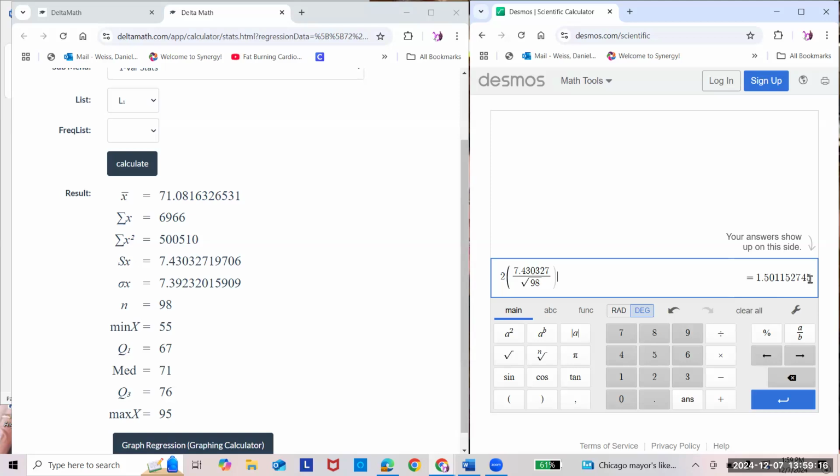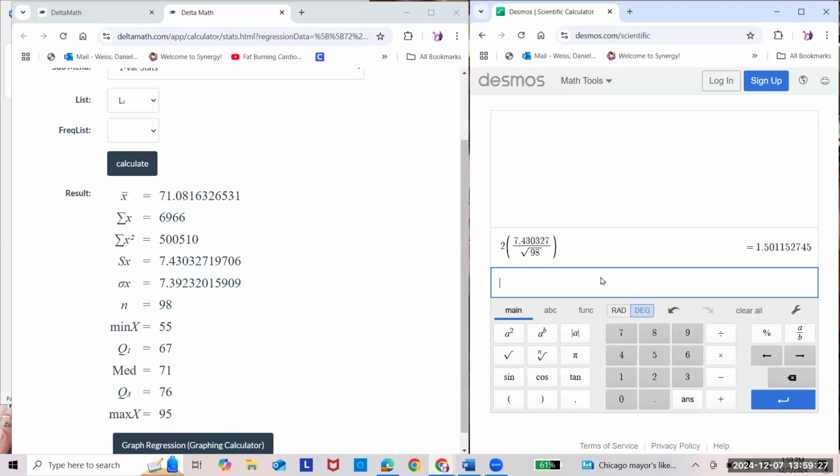So what we're going to do is this. We have the 1.5011. I'm going to copy that. What we need is this 71.0816, and we're going to go minus that 1.501152745. And that gives us 69.58, which to the nearest tenth is 69.6.